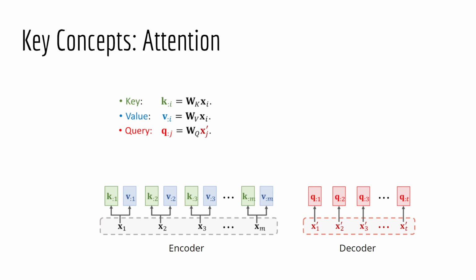The first key concept in transformers is attention. Attention has three major components: key, value, and query. The key and value are both based off of the encoder's input, while the query is based off of the decoder's input. Each one is multiplied by a weight, which is randomly initialized and then learned from the training data.